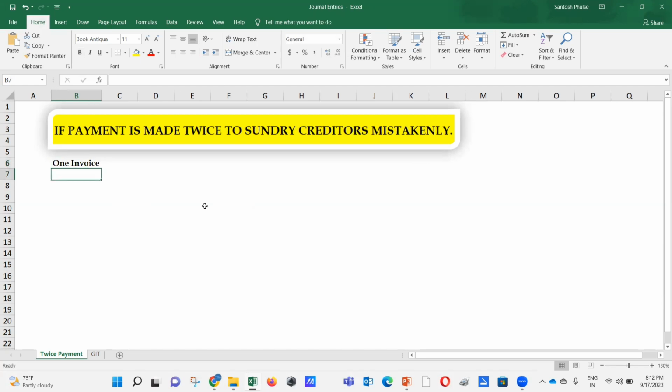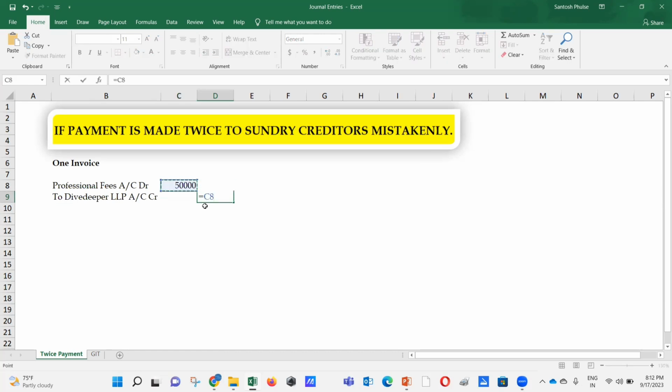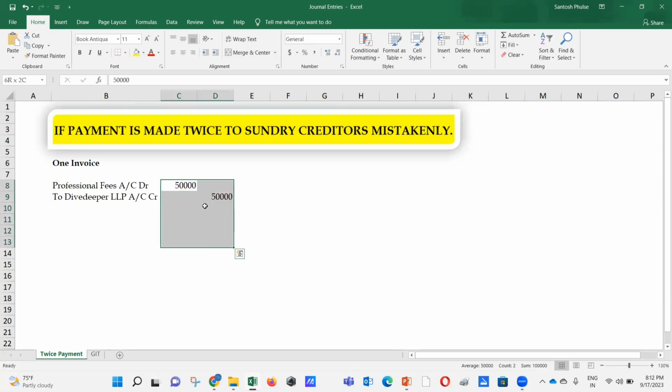If you have the invoice and you first book it in the system, your professional fees account is debit, 50K, and to your vendor, Dayu Deeper LLP account, credit is going to be 50,000.